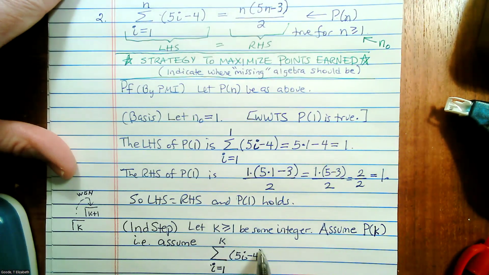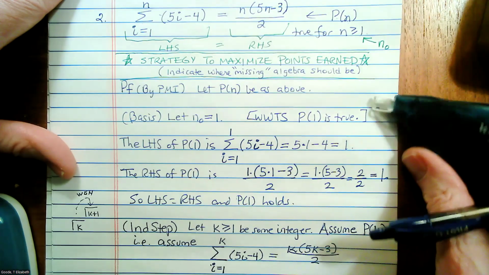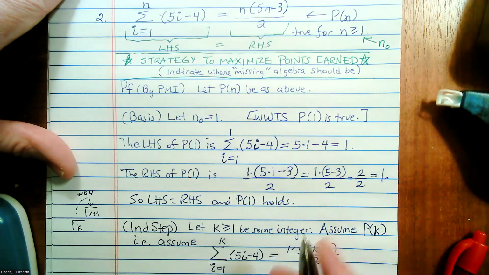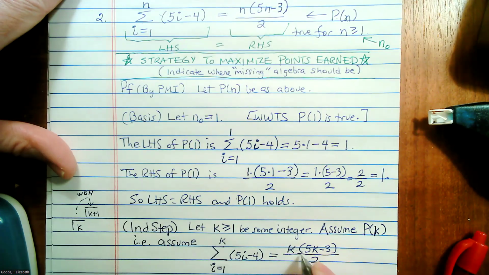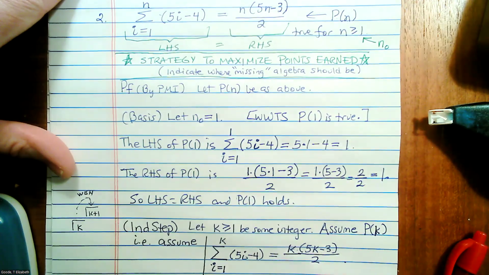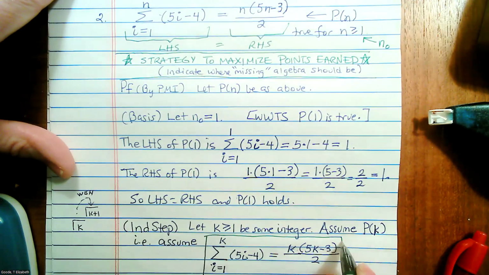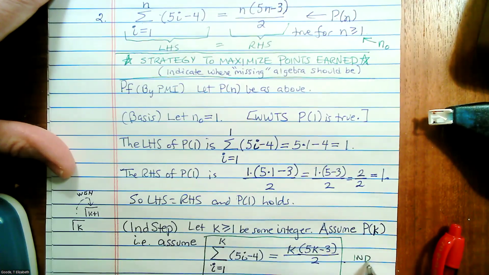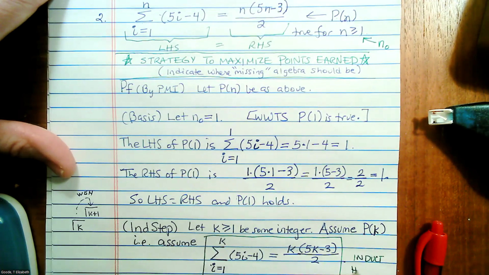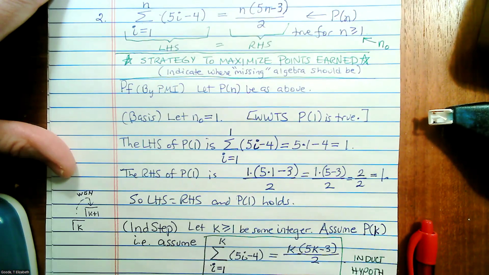We keep the i's in the expression. i goes to K, equals K times 5K minus 3, all over 2. This is worth points right here. Every step you can take in the right direction is good points. And I do like to put a box around my inductive hypothesis because otherwise I sometimes get confused between what I have in my hand to work with and what I wish.